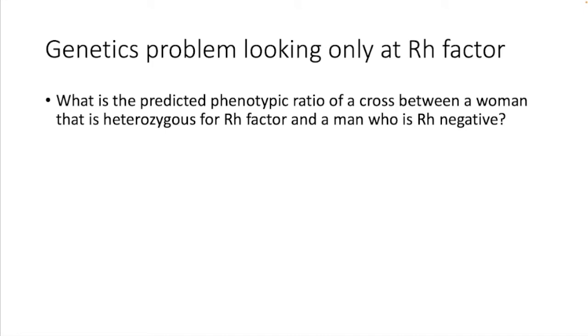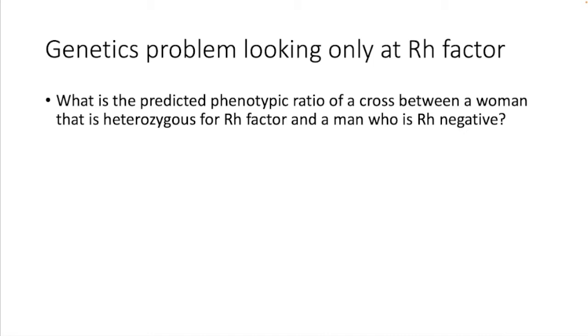Here's the word problem. You've probably seen things like this in genetics problems before. What is the predicted phenotypic ratio of a cross between a woman that is heterozygous for the Rh factor and a man who is Rh negative?